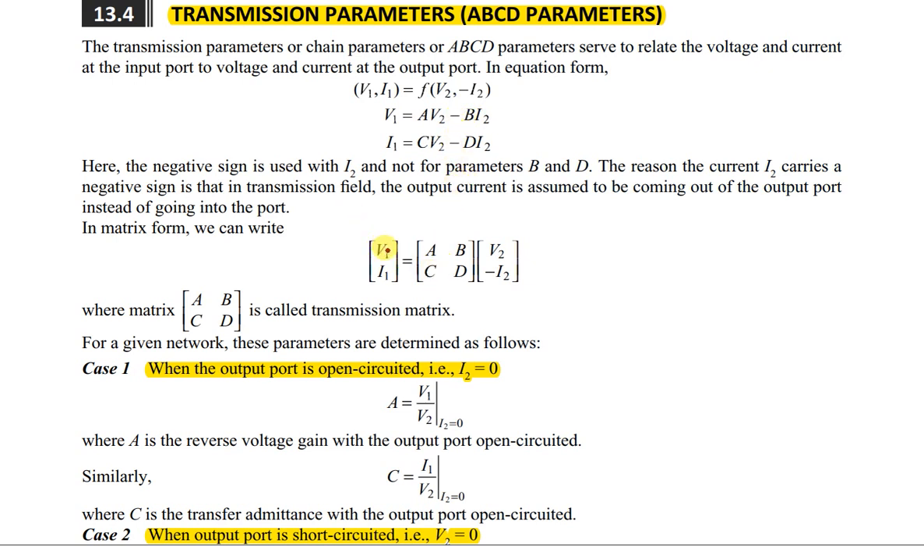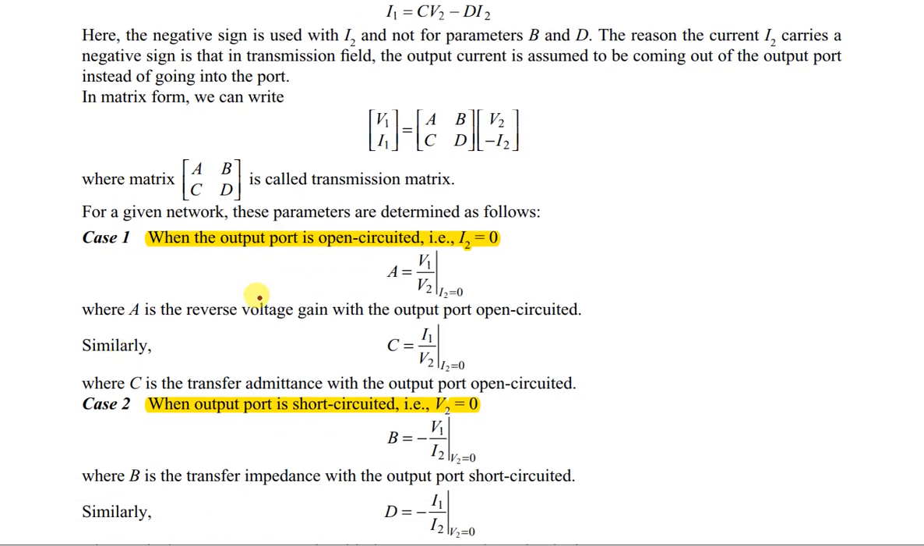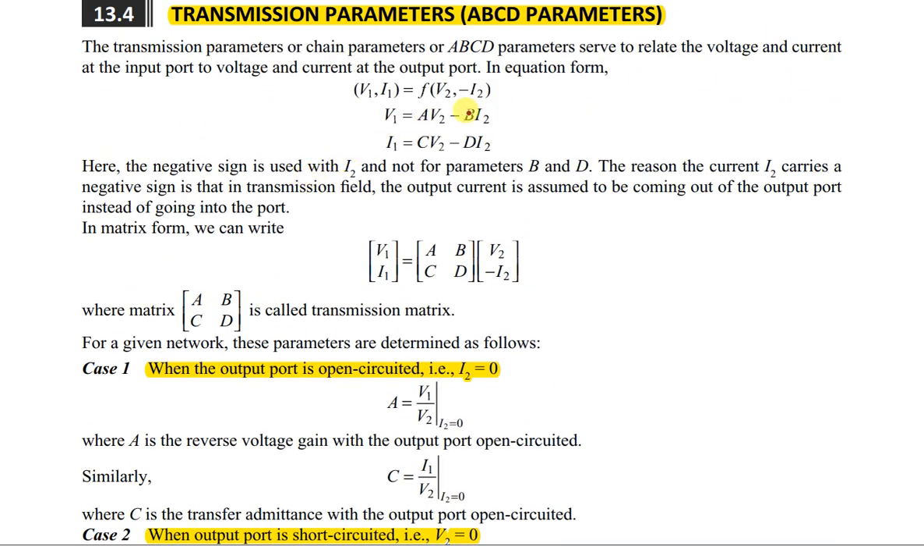After that, you can see here V1 and I1 are expressed in terms of V2. Here, instead of plus I2, you have to write minus I2. The four variables are A, B, C, D. So these are called T parameters: A, B, C, and D parameters. So how to find the value of A, how to find the value of B, how to find the value of C.